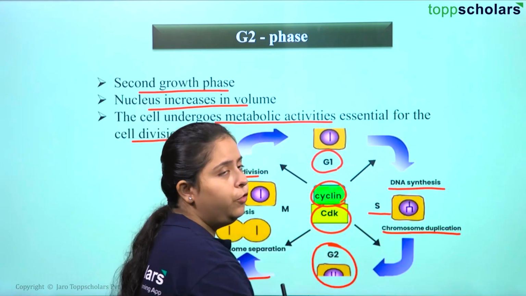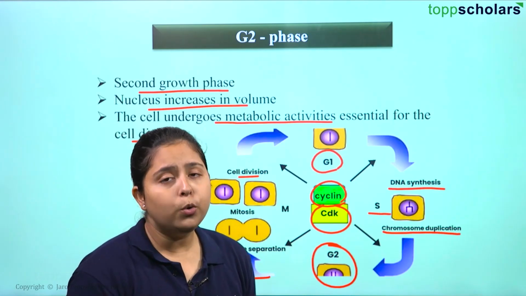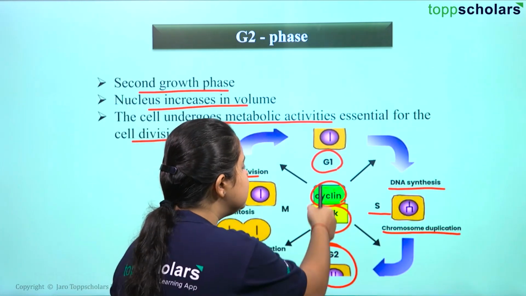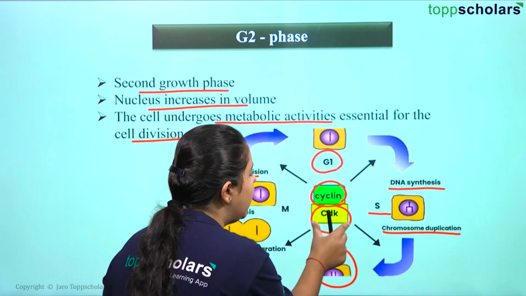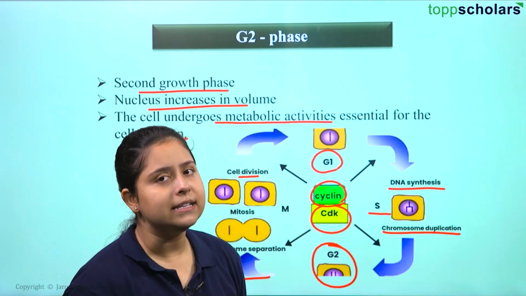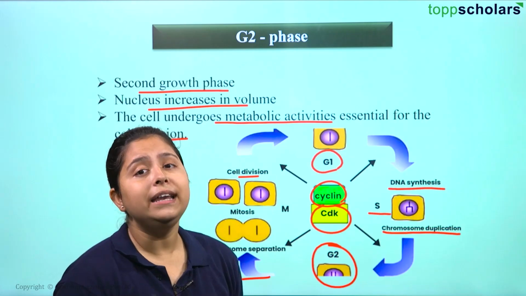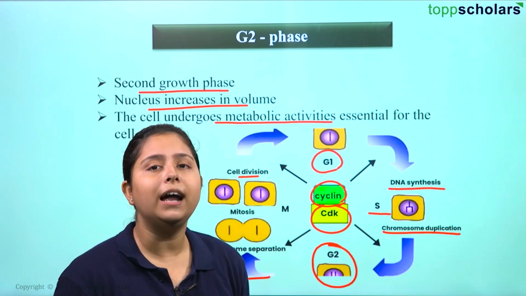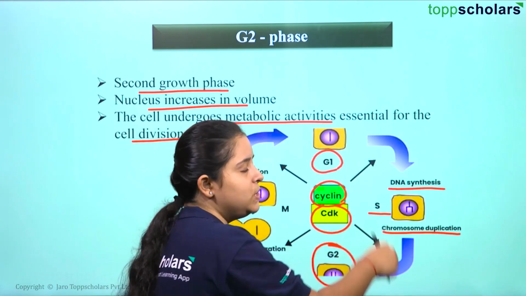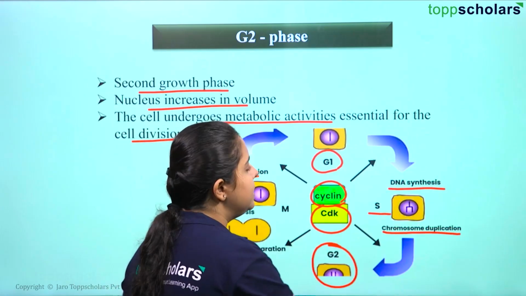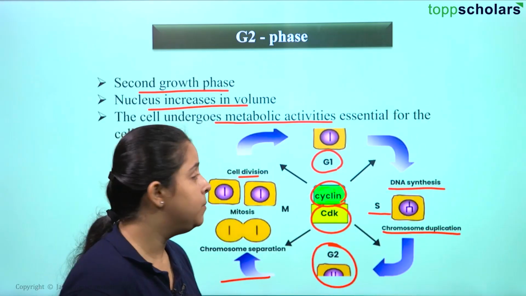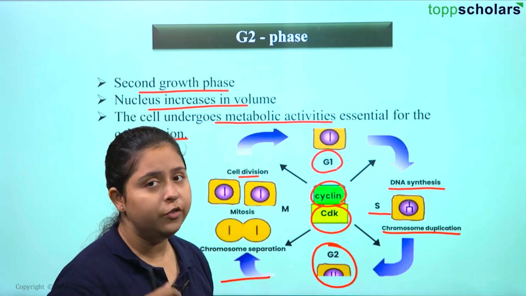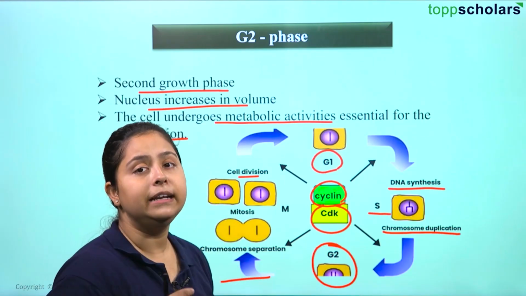For the proper flow of all these events in a cell, some proteins are there which will keep the regulation in proper manner. These are cyclins along with other proteins, and these are proteins which are cyclin dependent kinases. As the name suggests, they will have kinase activity, meaning they will transfer phosphate groups to different targets. But they are dependent on cyclins for their function, and all of this is happening throughout the cell cycle. So over here we have learned that in G2 phase, metabolic activities essential for cell division will occur and also the nucleus will increase in its size.